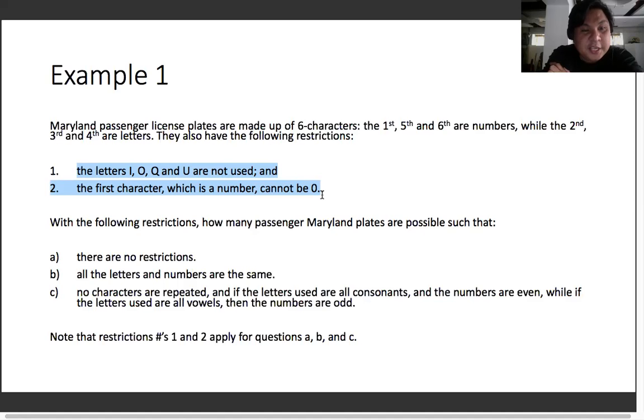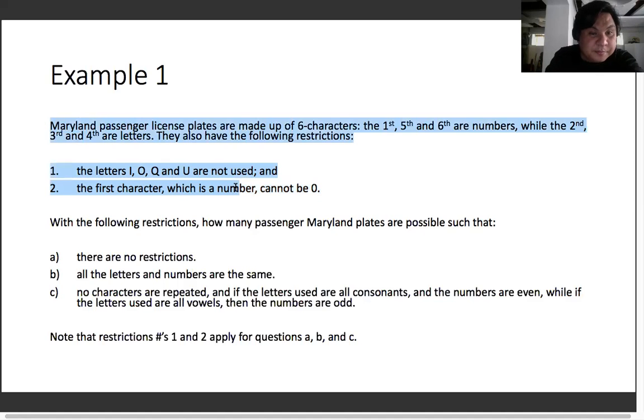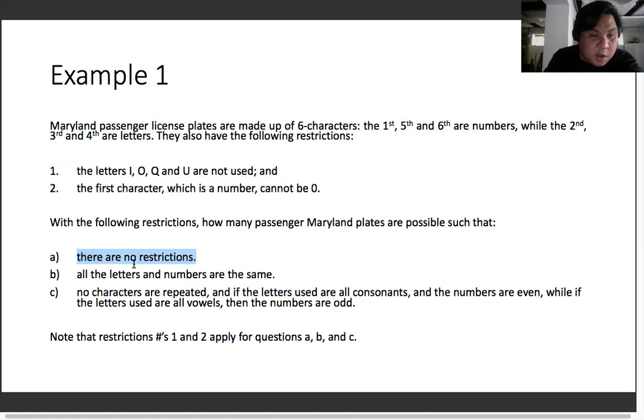All right. So this format and those 2 initial restrictions will always be applicable for whatever question comes next. So let's see what type of questions follow so we can actually start answering them. First, there are no restrictions. What this one means is that there are no other restrictions besides the first 2 that were mentioned, following the format that was mentioned earlier. So effectively, what it's asking is, how many unique Maryland standard issued passenger license plates are available?